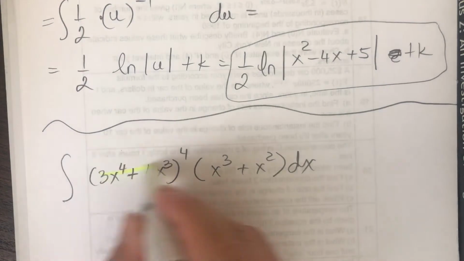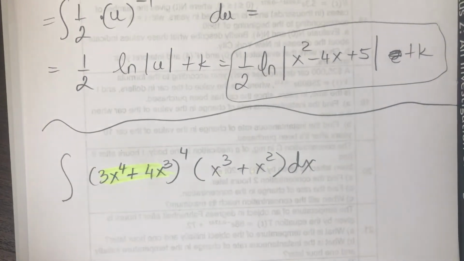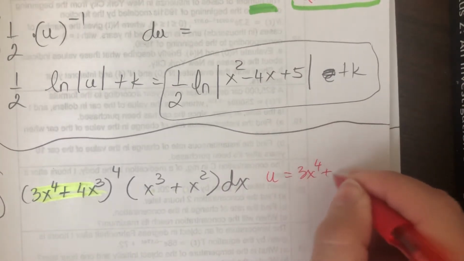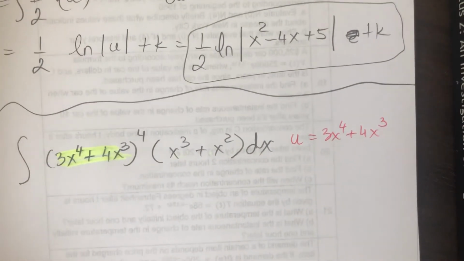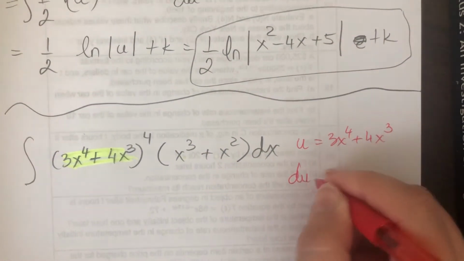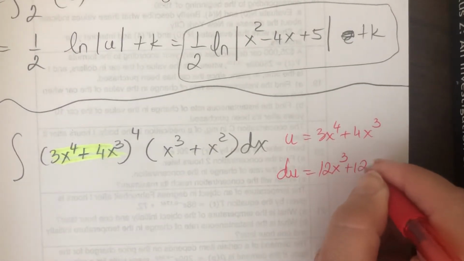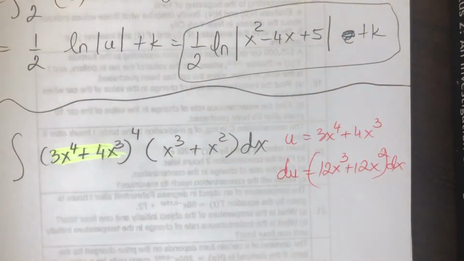It's of course the one that's inside a chain rule, right? So it's the inside of a composition of 2 functions. That has to be your u. So I'm going to call this 3x to the 4th plus 4x to the 3rd u, right? Now, what is its derivative? It's going to be 12x to the 3rd plus 12x squared, and then dx.